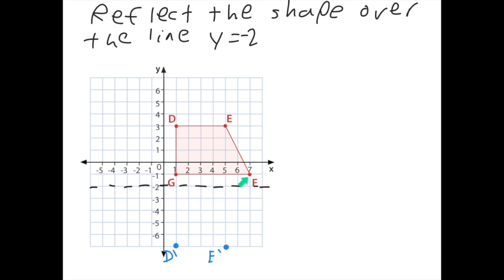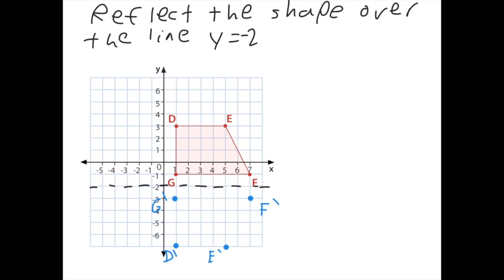Next we look at F, and it's 1 point away. So that means it'll be 1 below the line. And here we have F prime. And finally with G, same amount, just 1, so 1 below. And that gives us G prime.